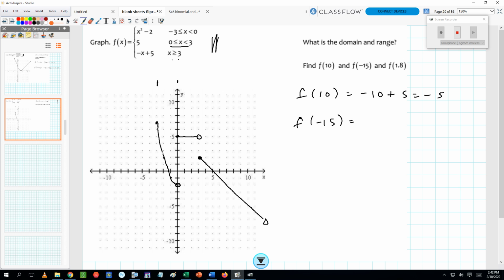So where does the negative 15 fit in? It is not an x between negative 3 and 0. It is not an x between 0 and 3, and it is not an x that's greater than 3. This problem is undefined. And you can look at your graph, negative 15 is somewhere over here. There's no point to match with it. f of 1.8. 1.8 is a number that is between 0 and 3. Your answer is just simply 5.